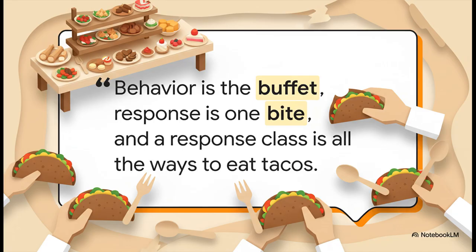If you need one last way to remember all this, here's a fantastic little mnemonic. Think of behavior as the entire buffet of food available. A response is just taking one single bite, and a response class is all the different ways you could successfully eat a taco. With your hands, with a fork, it doesn't matter how you do it as long as you achieve the function of eating the taco.